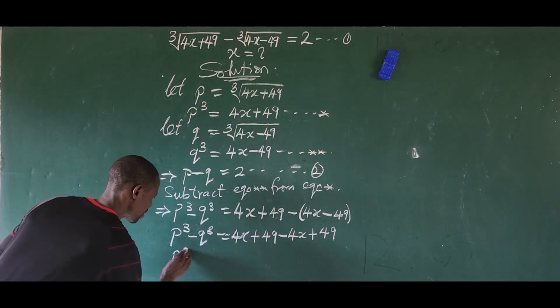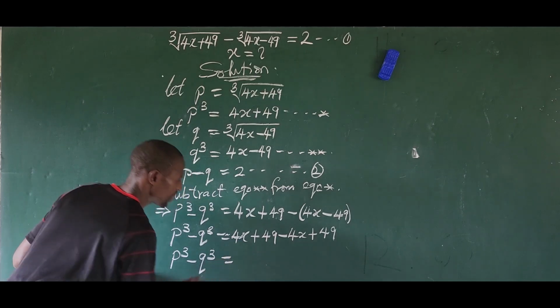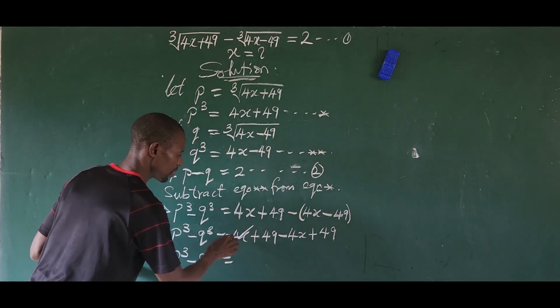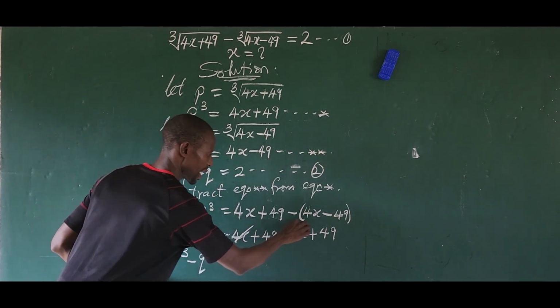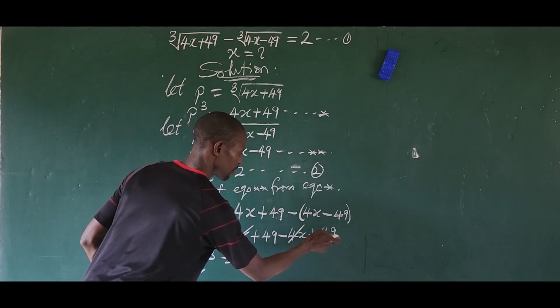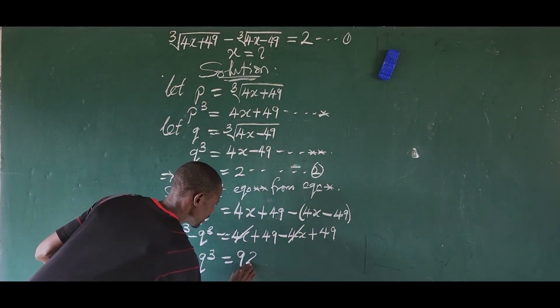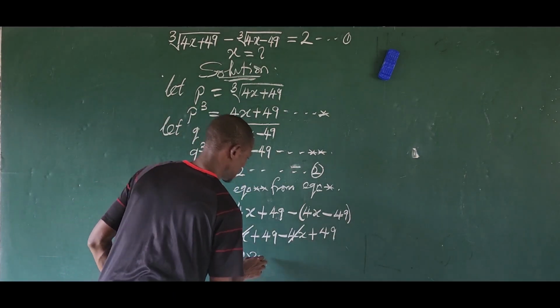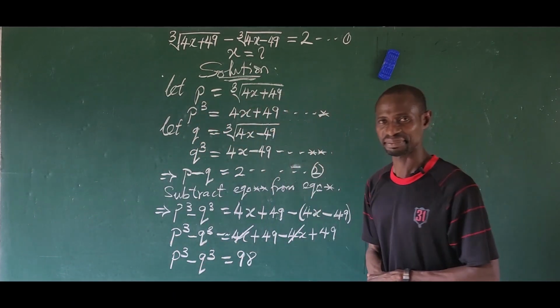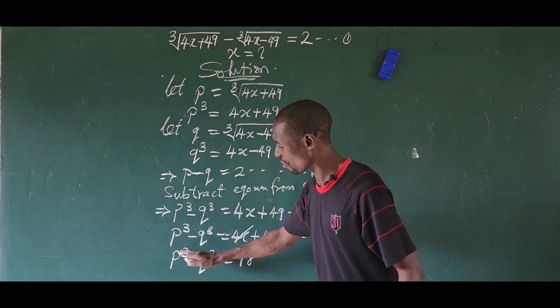So we have p to the power of 3 minus q to the power of 3. We now have plus 4x minus 4x. So we are now left with 49 plus 49. And this will give us 98. So we have 98. So this is another equation again. Right? Good.